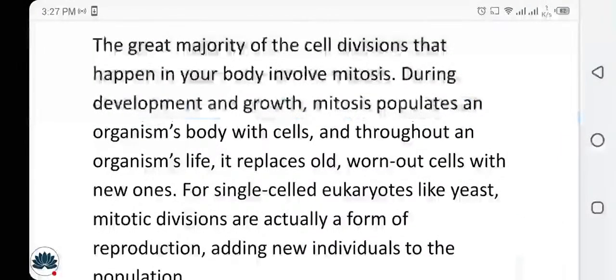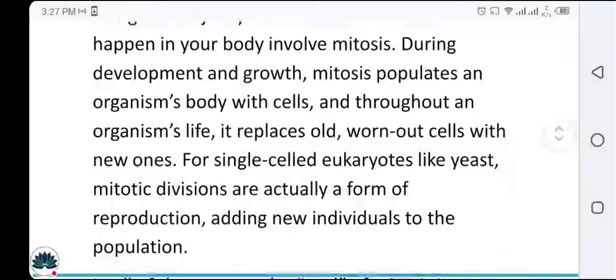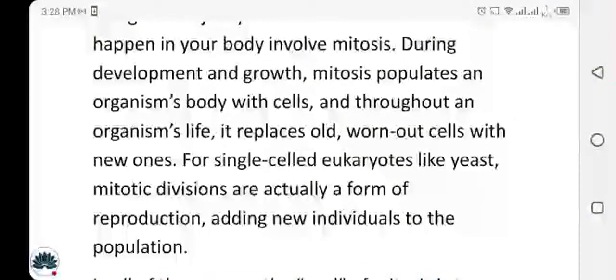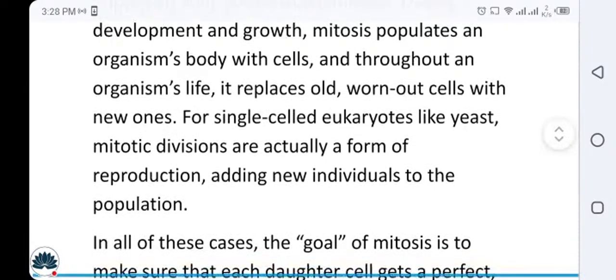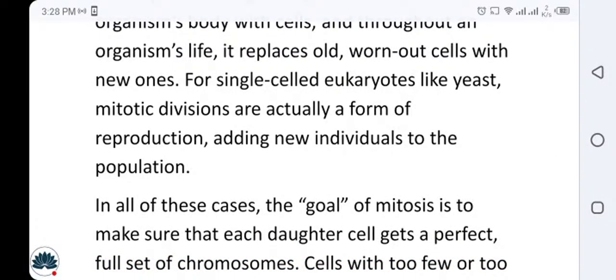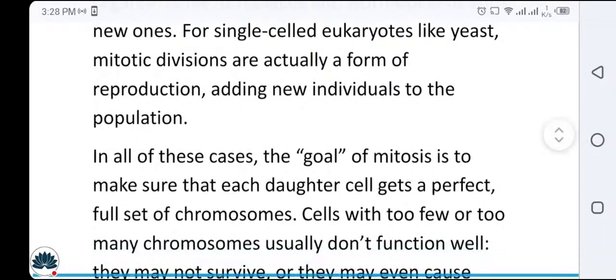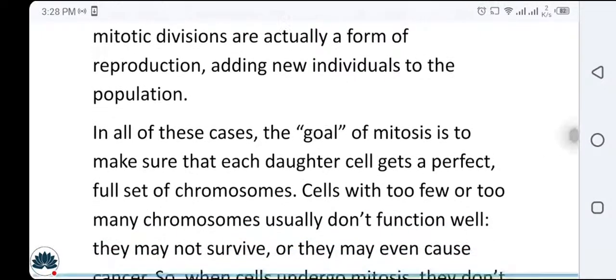So where were we? The great majority of the cell divisions that happen in your body involve mitosis. During development and growth, mitosis populates an organism's body with cells, and throughout an organism's life, it replaces old, worn-out cells with new ones. For single-celled eukaryotes like yeast, mitotic cell divisions are actually a form of reproduction, adding new individuals to the population.